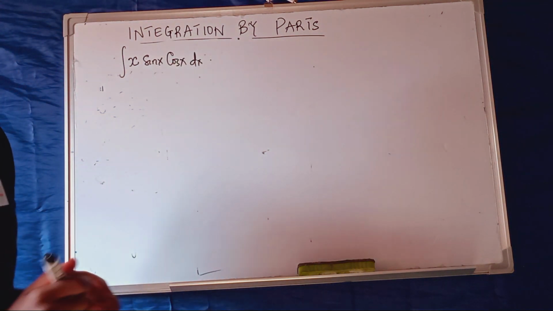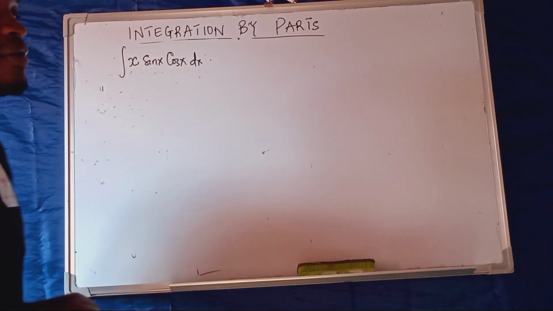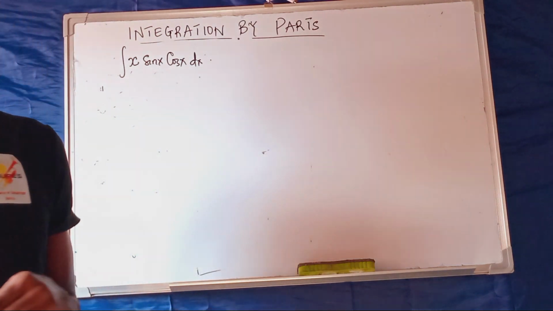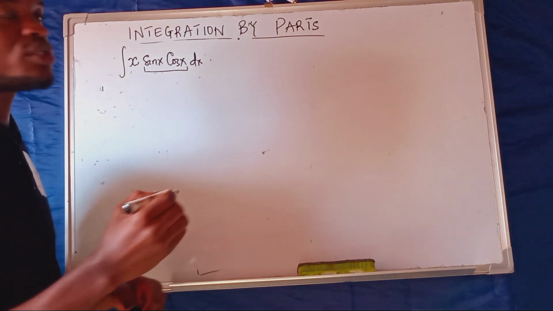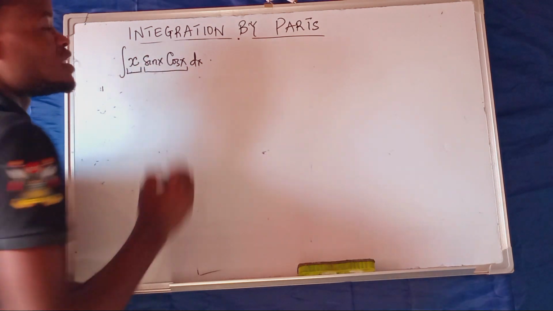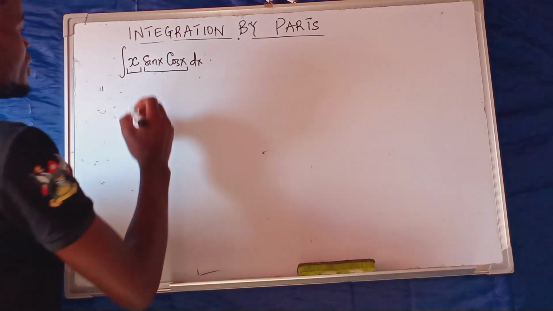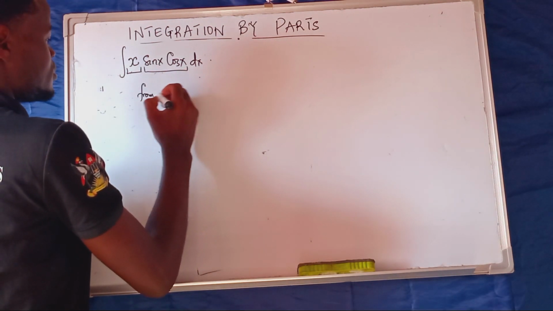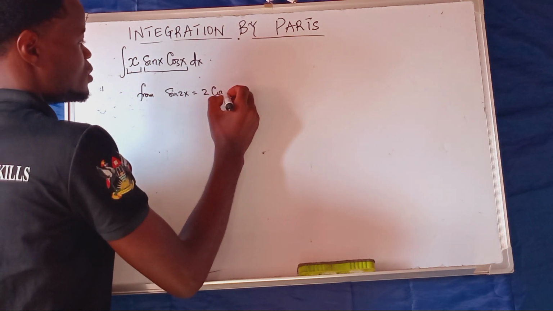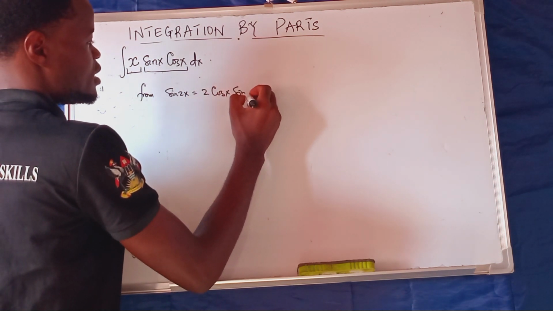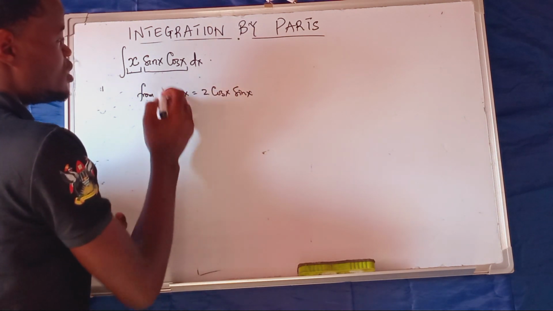So if you try to see this function we have here, if we try to use integration by parts, we can try to combine this as one function and this one as another function. But we know we can fuse this one. We know that sin 2x is equal to 2 cos x sin x. So it means that cos x sin x is sin 2x over 2.